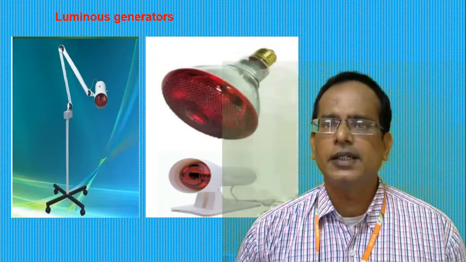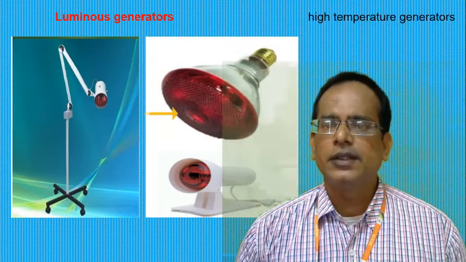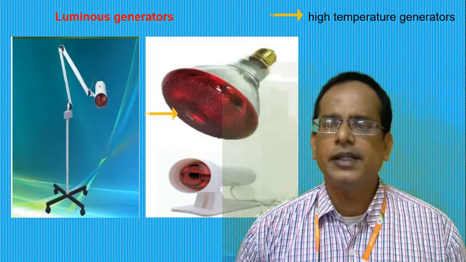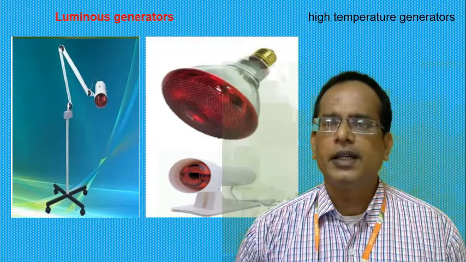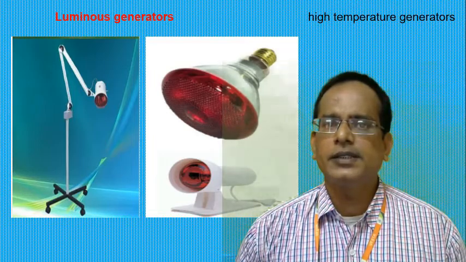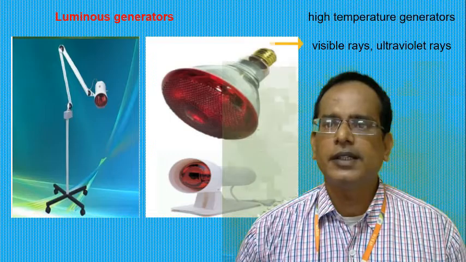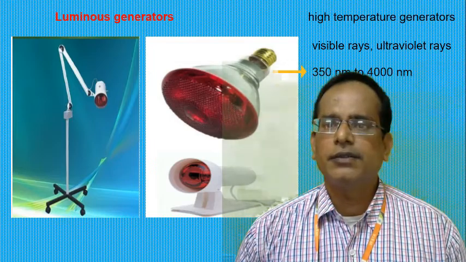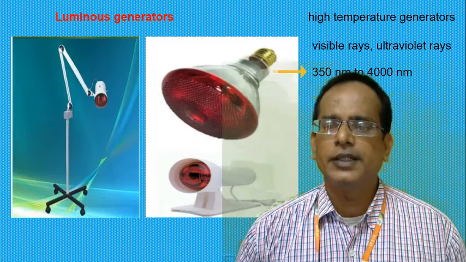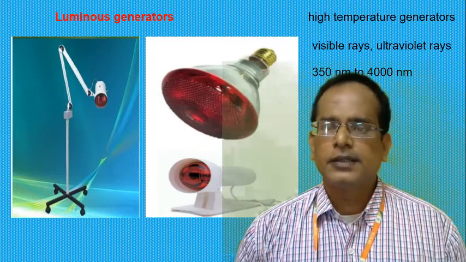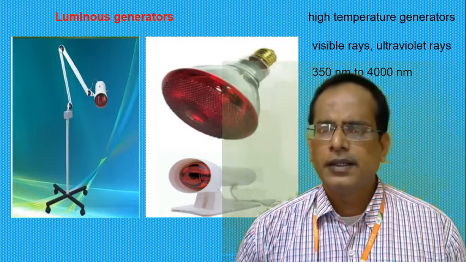We call this a high temperature generator because it emits visible rays and also ultraviolet rays. Both rays are emitted by these luminous generators. And here the infrared rays have a wavelength of 350 nanometers to 4000 nanometers.